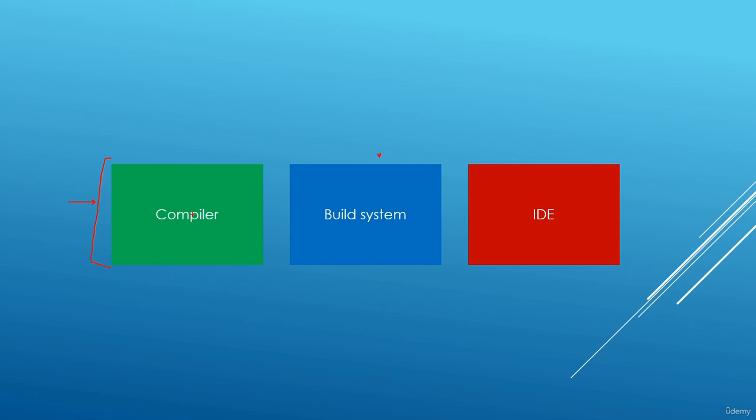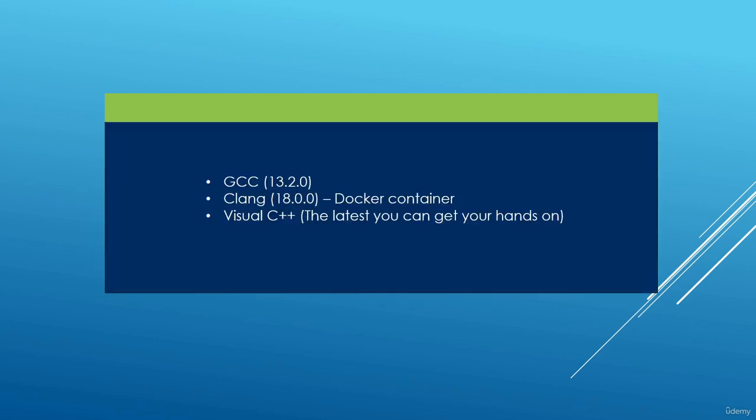But once we have the code edited, we have the ability to compile the code using any other compiler of our choice. So I will show you how to also compile using GCC and Clang. Okay, the main compilers we are interested in are GCC, Clang, and Visual C++. In this course, I will be using GCC 13.2.